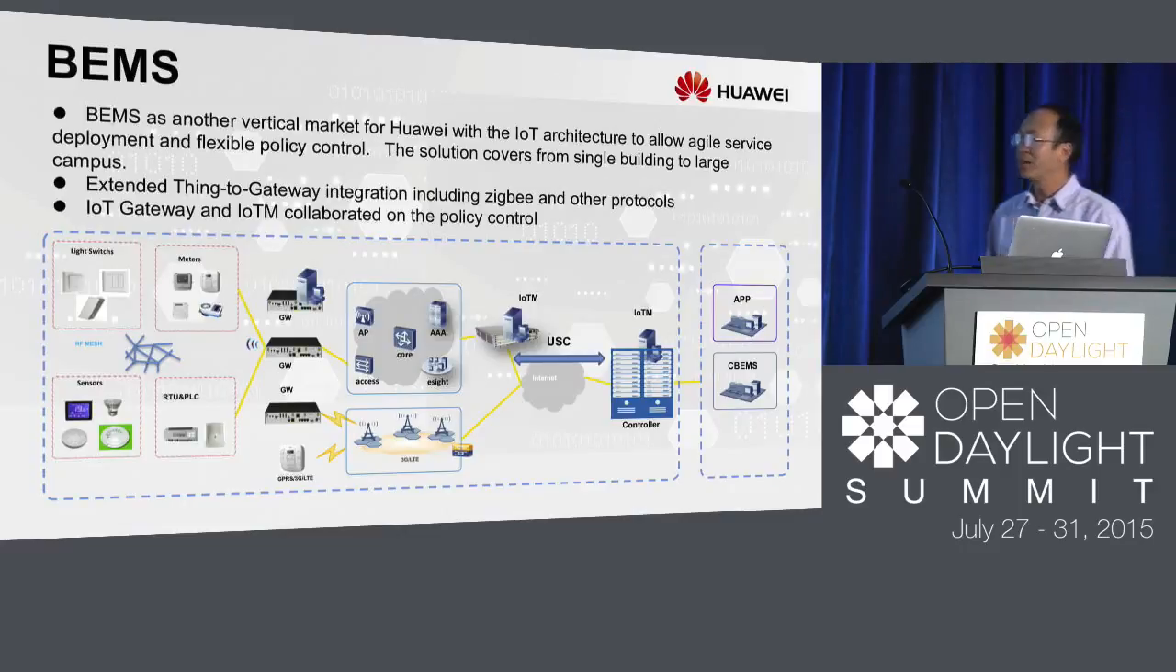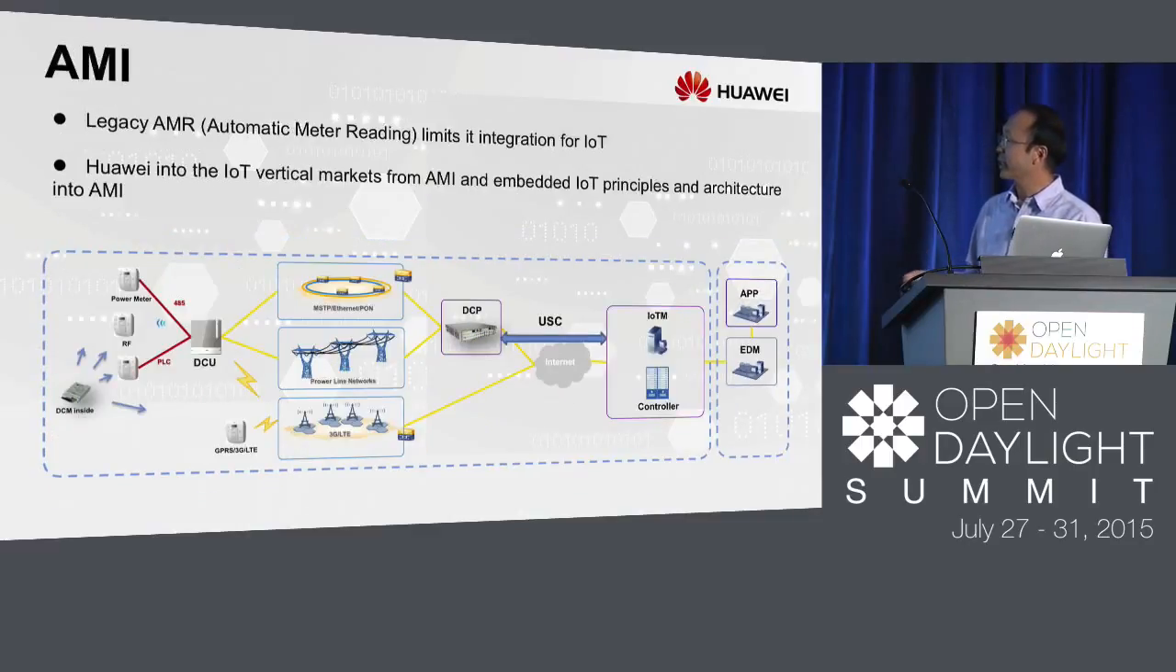So let me repeat the question. For both cases, from AMI to BEMS, will the USC agent be shown in both cases in the router on the edge? So yes, actually the USC agent will be running directly on those edge devices, or in this case it will be on the router.